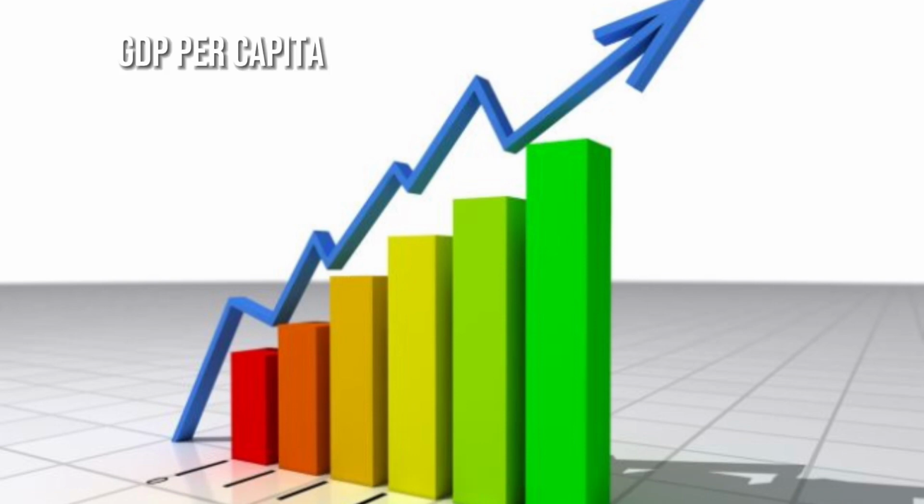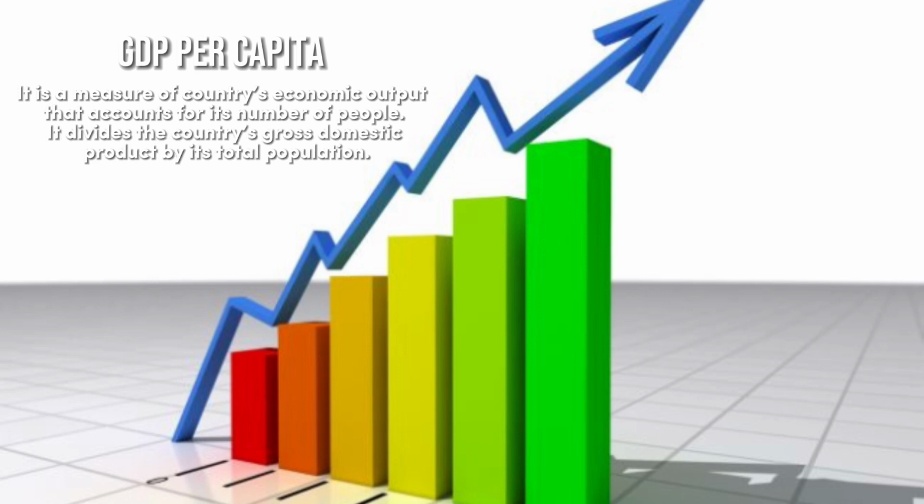What is GDP per capita? It is a measure of a country's economic output that accounts for its number of people. It divides the country's gross domestic product by its total population.